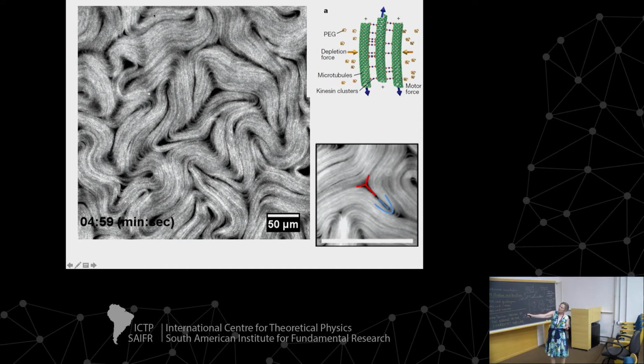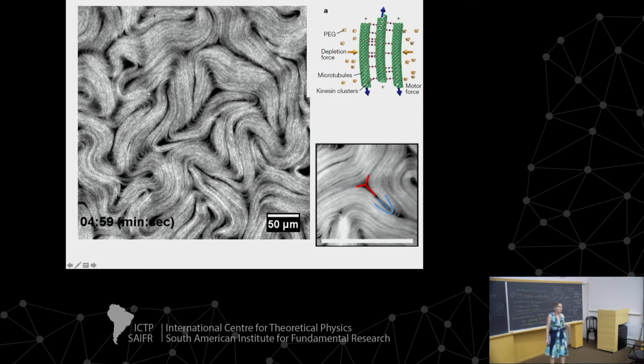This thing here looks a bit like that +1/2 topological defect, and this thing here looks a bit like the -1/2 topological defect. And it's turned out to be the best experimental system to try and match to the theories, this microtubule molecular motor system.